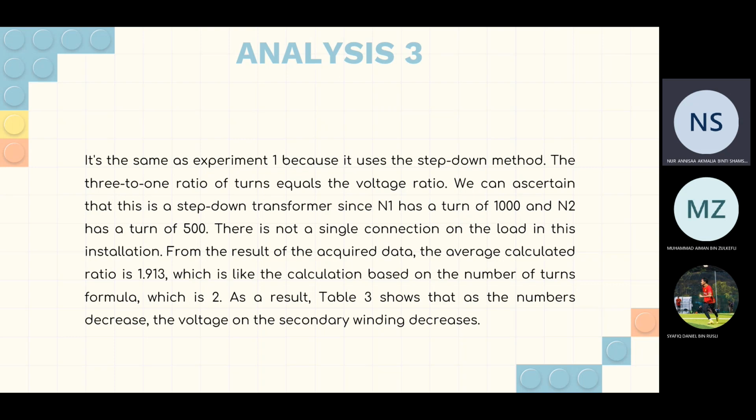From the result of the acquired data, the average calculated ratio is 1.913, which is close to the calculation based on the number of turns formula, which is 2. As a result, table 3 shows that as the number of turns decreases, the voltage on the secondary winding decreases.